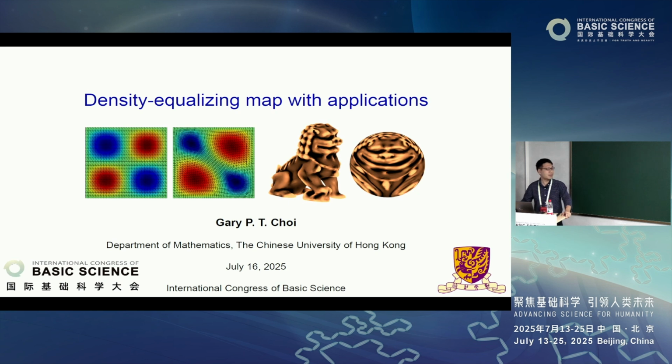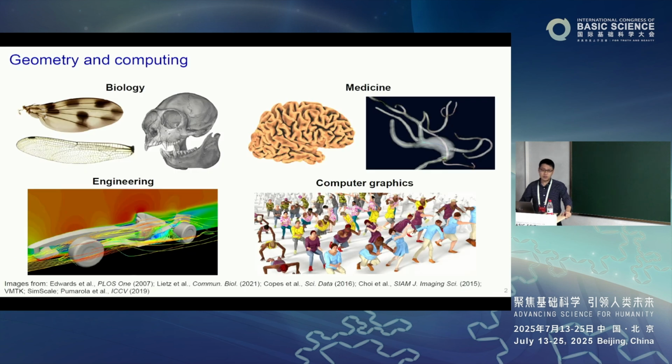And today I will talk about density equalizing map with applications. So we know that in many different science and engineering problems, there are a lot of issues about geometry and computing. For example, in biology, from time to time, we may want to study different kinds of shapes, starting from the very simple 2D shapes such as insect wings to some more complicated shapes such as some 3D skull scans. So in these biological problems, we may want to study how these shapes are different from each other, or whether there are any fundamental changes in terms of the geometry of them, and that requires a lot of studies of geometry and computing.